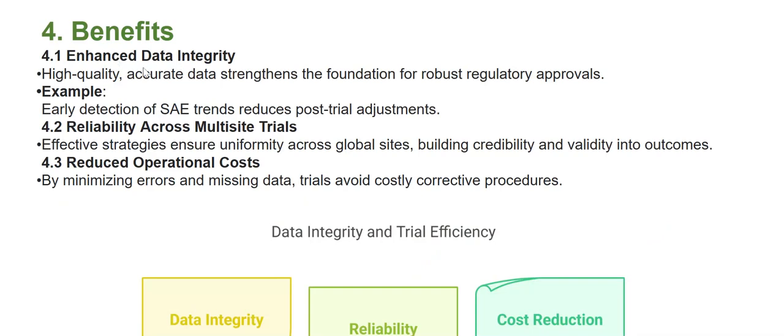Benefits: enhanced data integrity. High quality, accurate data strengthens the foundation for robust regulatory approvals. Example, early detection of serious adverse event SAE trends reduces post-trial adjustments. Reliability across multi-site trials, effective strategies ensure uniformity across global sites, building credibility and validity into outcomes. Reduced operational costs by minimizing errors and missing data. Trials avoid costly corrective procedures. So here is a diagram about data integrity and trial efficiency. We have the data integrity, reliability, and cost reduction.